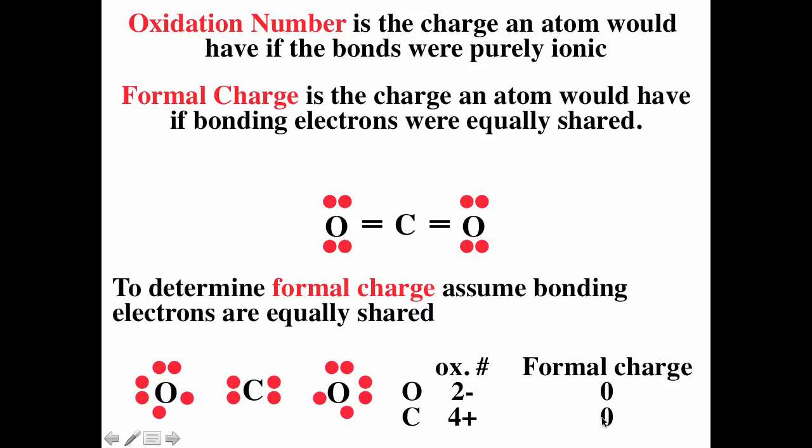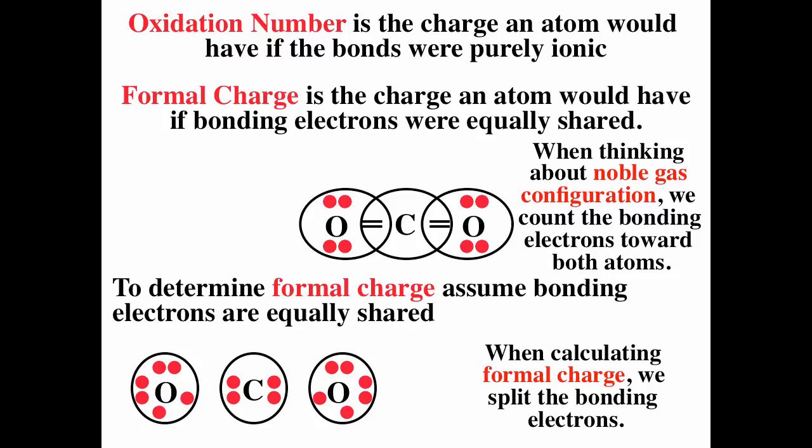And so again, that indicates that this Lewis diagram should be relatively stable. Everything has noble gas configuration. Everything has formal charge of 0. And again, a little confusing. When we're talking about noble gas configuration, we say the oxygen sees 2, 4, 6, 8. So we see all 8. When we're calculating the formal charge, we're splitting those bonding electrons. Carbon gets 2, and the oxygen gets 2.